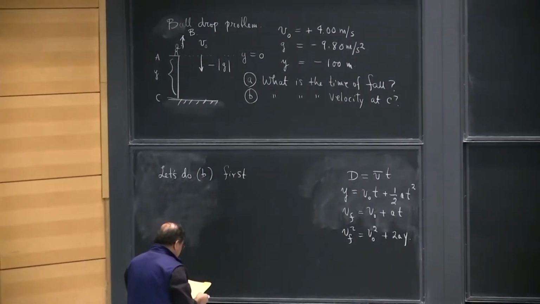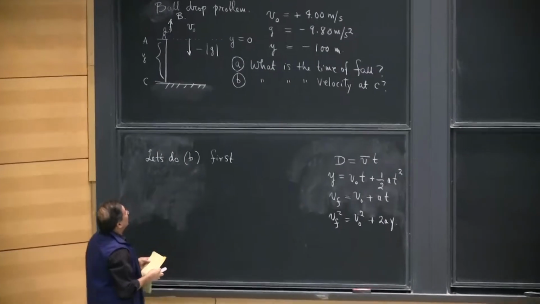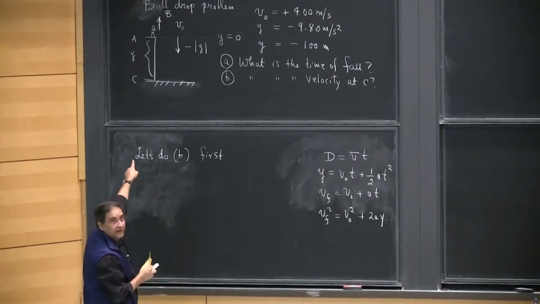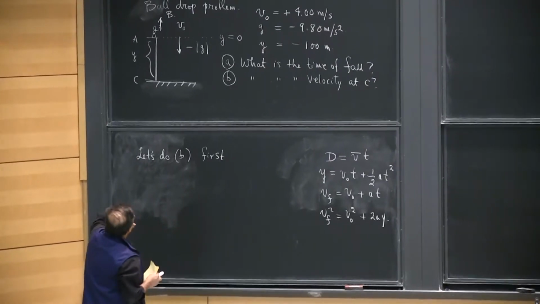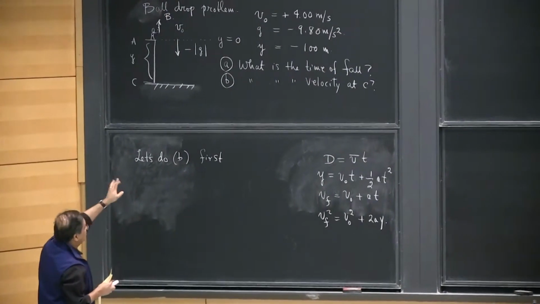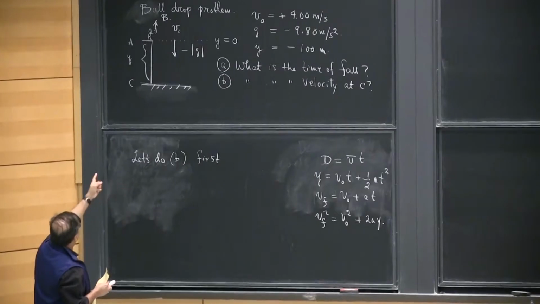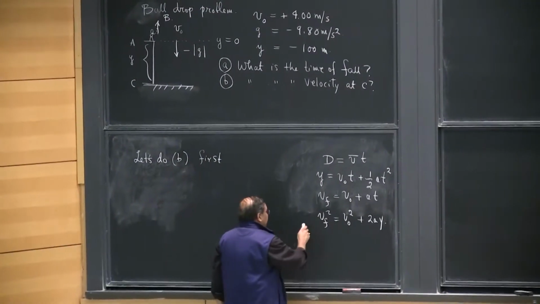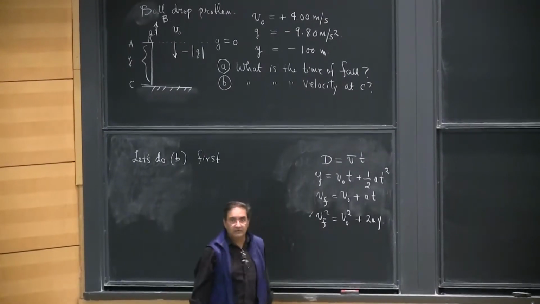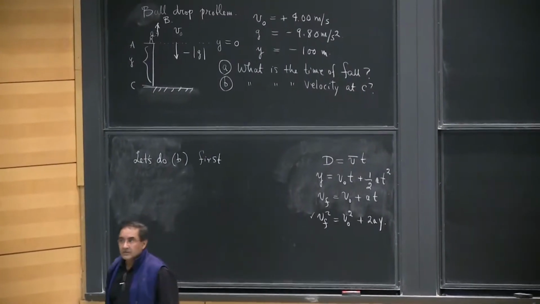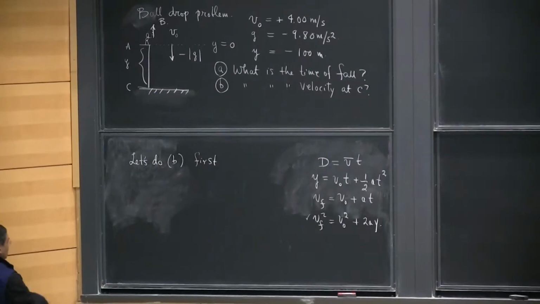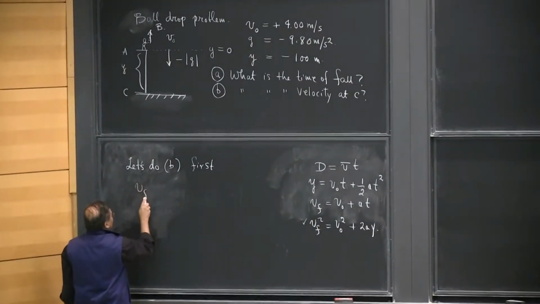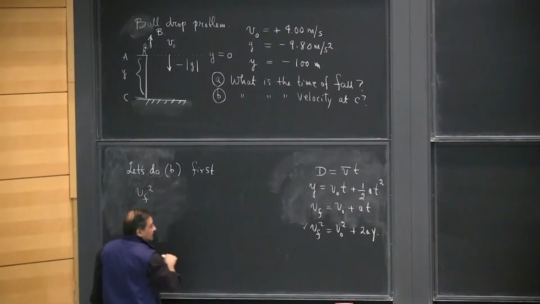So as far as B is concerned, we are interested in the velocity at point C, the final point, at the lowest point. We know the height, we know g, and we also know the initial velocity v0 of the ball, which means that it will be quite convenient to use this formula because we don't know time. So the natural choice would be the last one of the list.